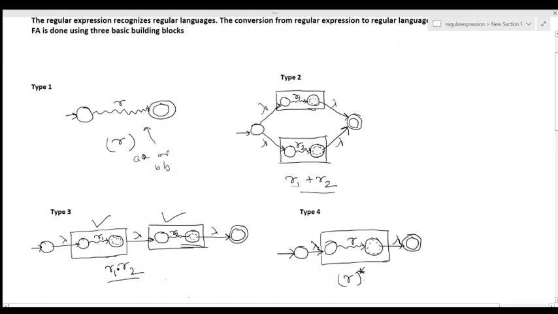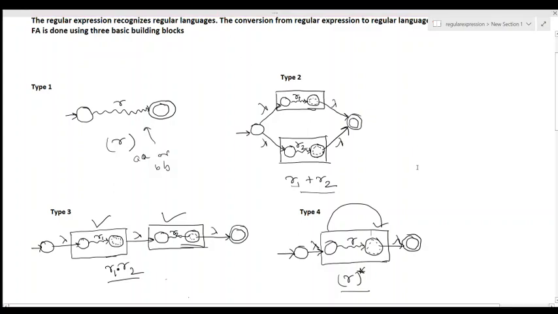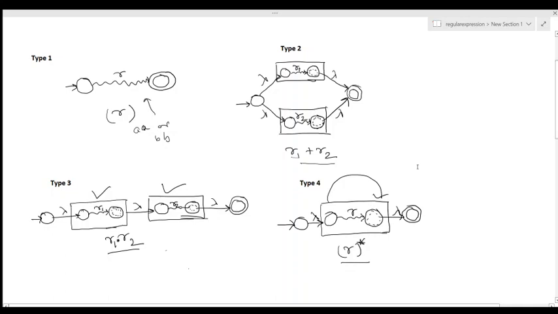Then we can have a regular expression of closure. In that case, this whole loop can be repeated again and again. So this kind of closure operation can be repeated. All types of conversion of a regular expression to NFA will follow one of these steps.